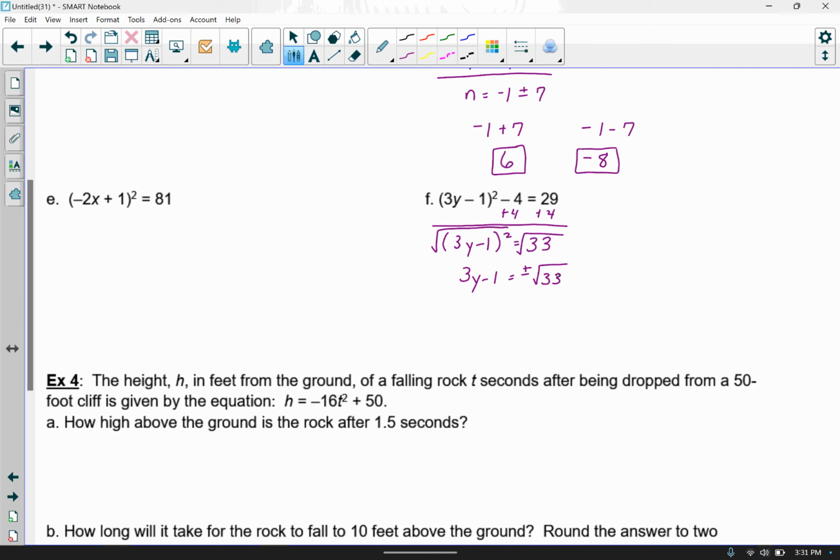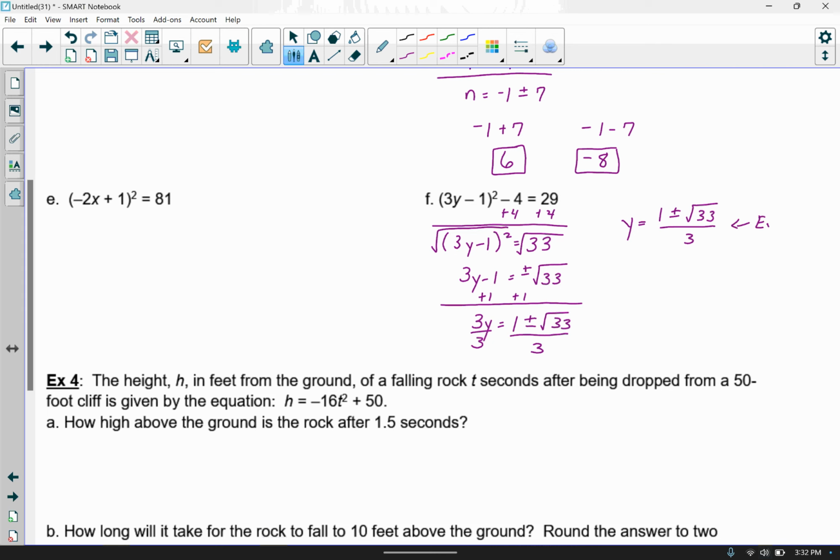There's not a number in my list. I can't take the perfect square root of 33, and there's not a number in my list that would help me reduce it. So then I just want to get closer and closer to getting this y all by itself, so I'm going to add 1 to both sides. So 3y equals 1 plus or minus the square root of 33. And I'm going to divide by 3. So your two exact solutions are 1 plus or minus the square root of 33, all divided by 3.